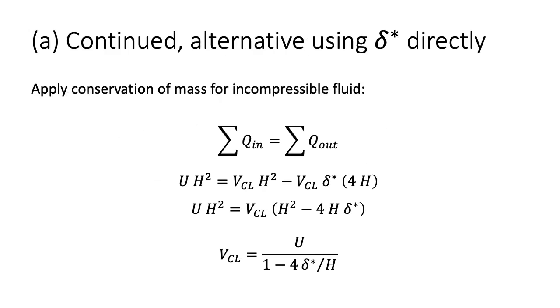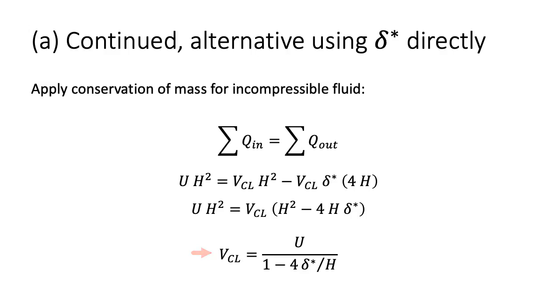An alternative way to derive this equation is to start with a simpler version of conservation of mass for an incompressible fluid. In particular, the volumetric flow rate in equals the volumetric flow rate out. Again, since the inlet velocity is uniform, the volumetric flow rate is equal to capital U times the cross-sectional area. For the flow out, we use the definition of the displacement thickness to account for the loss in flow due to the presence of the boundary layer as shown. Simplifying, we get the same answer as before because we are modeling the flow in the corners in the same way as above.